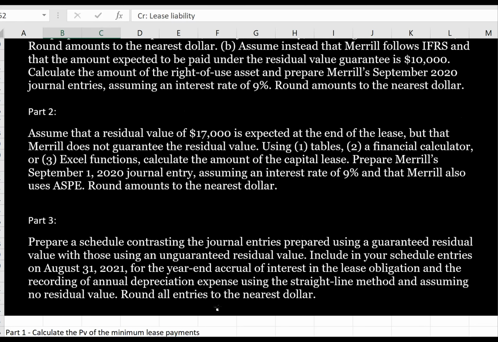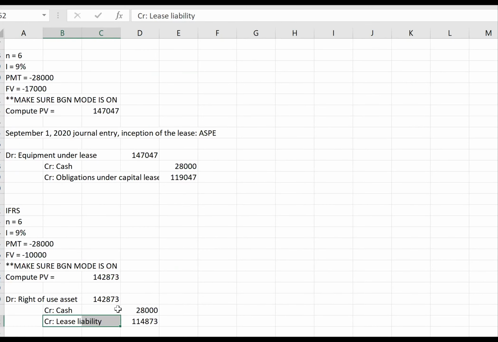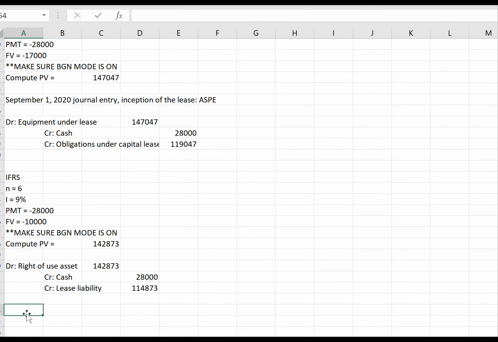Okay. So part two says that a residual value is expected but not guaranteed. Not a guaranteed residual value. That means that it's not our problem. From the lessee's perspective, we are not guaranteeing it.